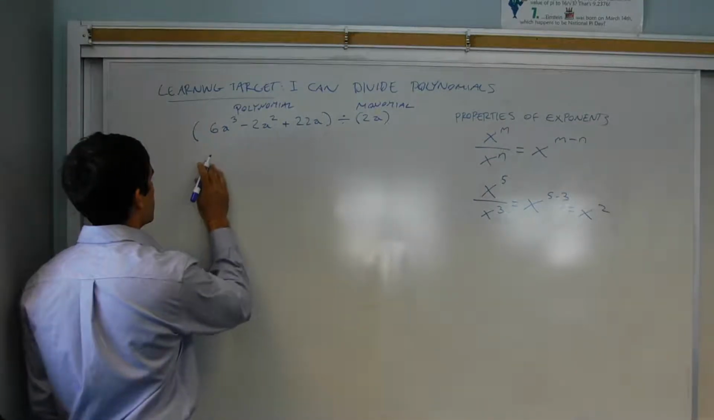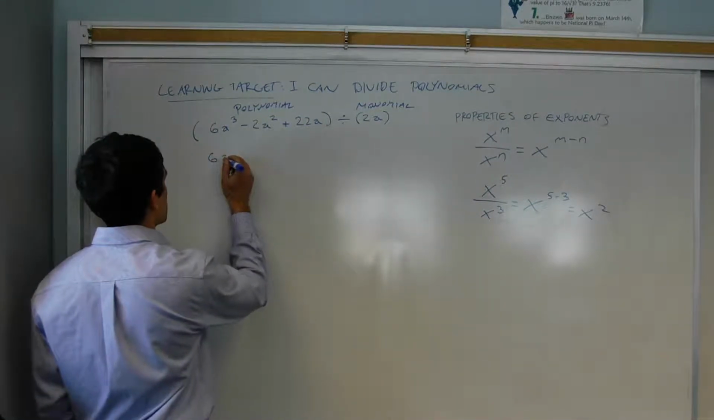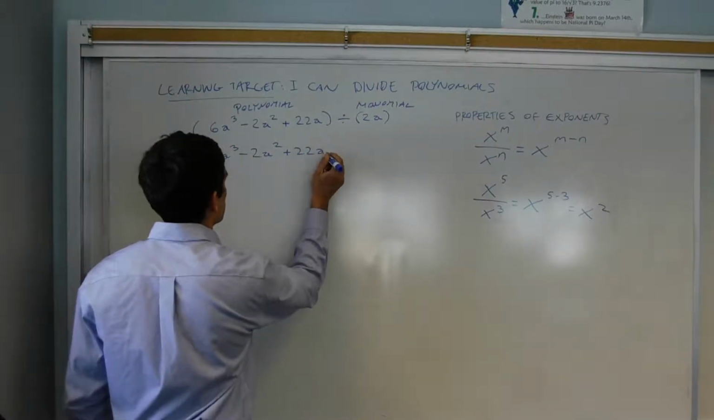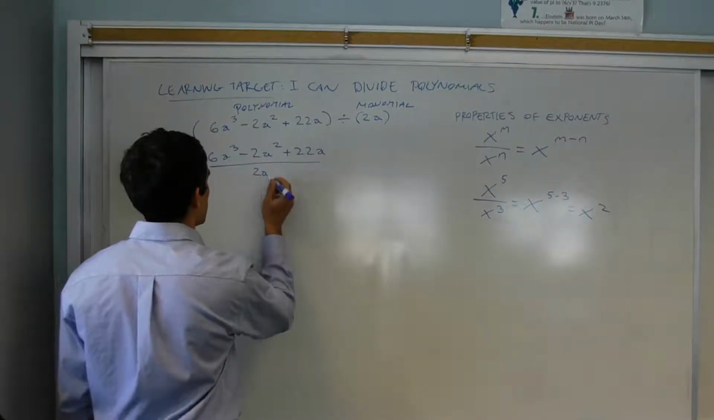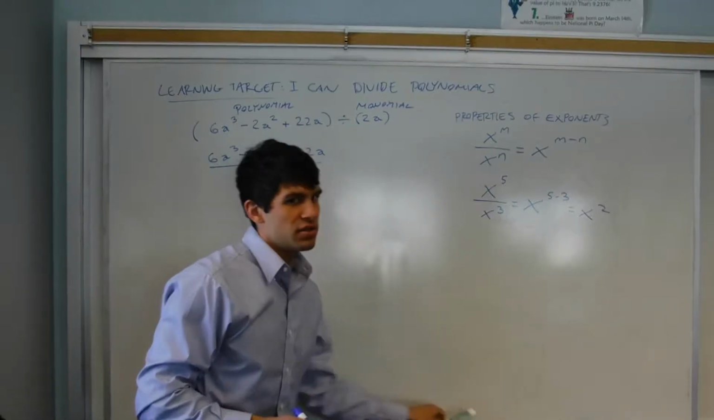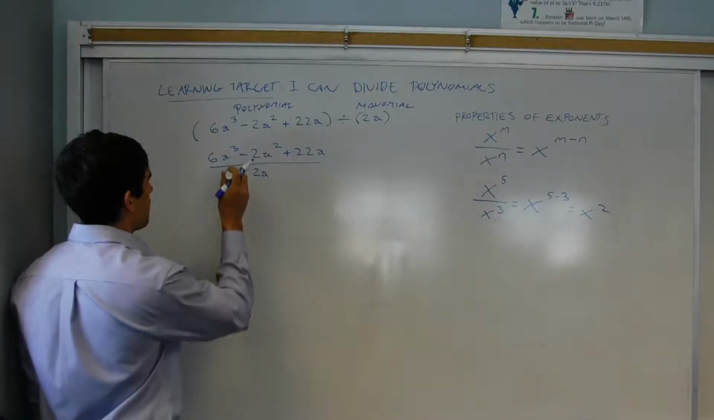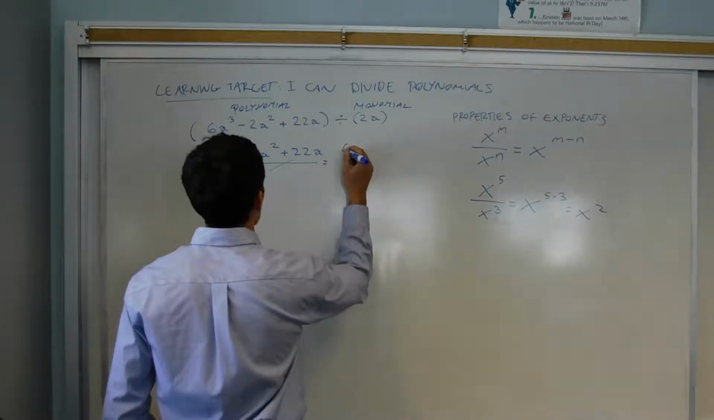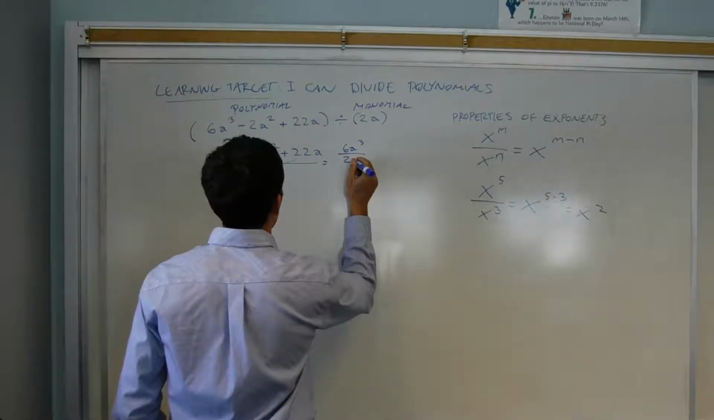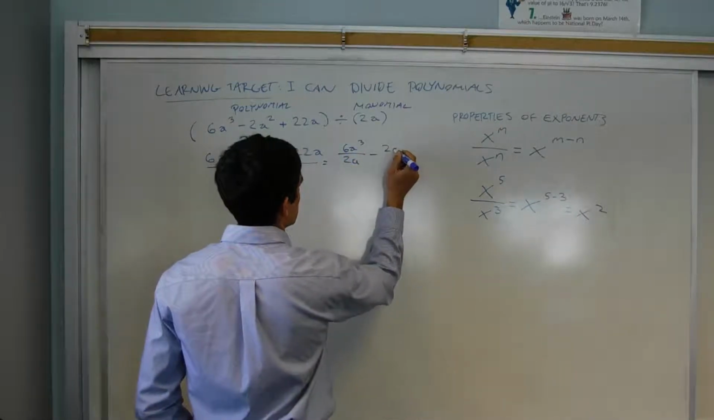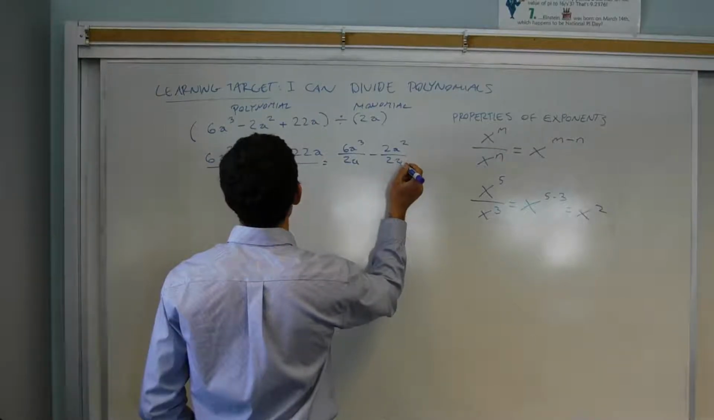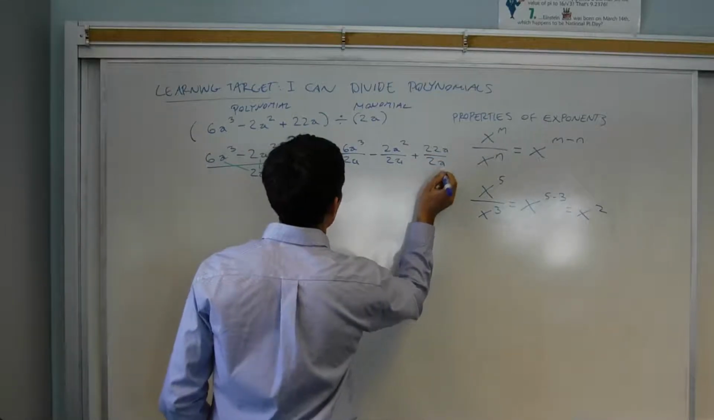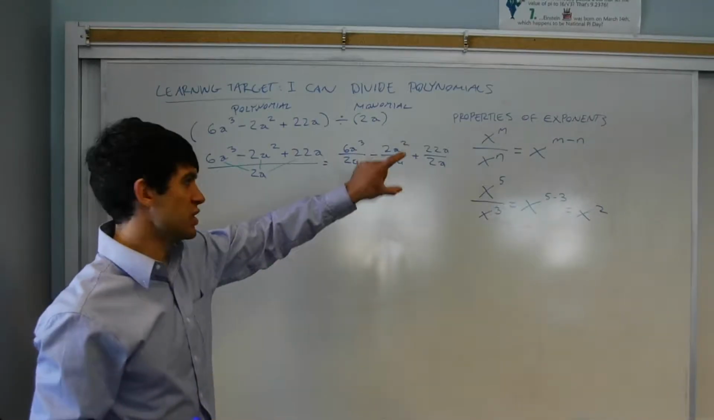So what we can do first is we can write this as 6a to the third power minus 2a squared plus 22a divided by 2a. And now what we can do, now that we have it in this form, is we can break it up into three different terms. So this is equal to 6a to the third divided by 2a minus 2a to the second power divided by 2a plus 22a divided by 2a. And now we just do each of these individual divisions.